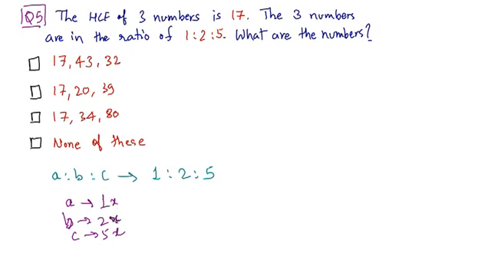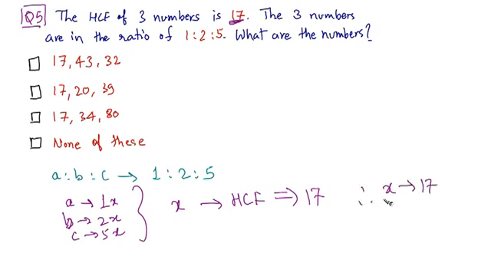Now the common factor amongst these three numbers is x, and it is the only common factor. And if it is the only common factor, we can comfortably say that it is the highest common factor of these three numbers. So HCF is x, and we have been given the HCF of these three numbers, which is 17. Therefore the value of x is 17. Now we can find out the values of A, B and C.